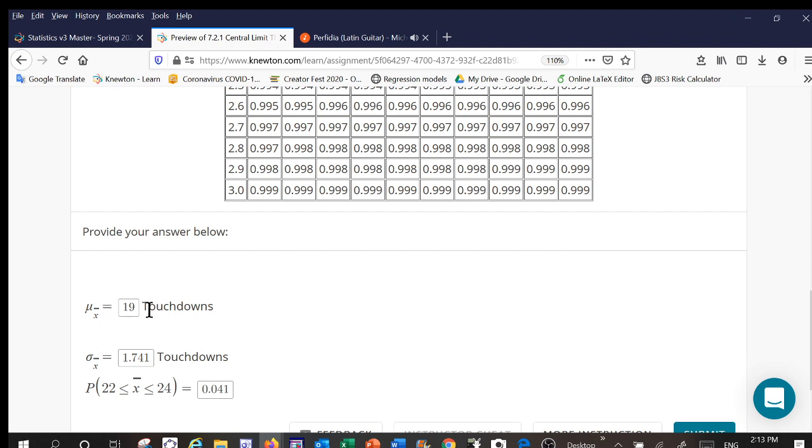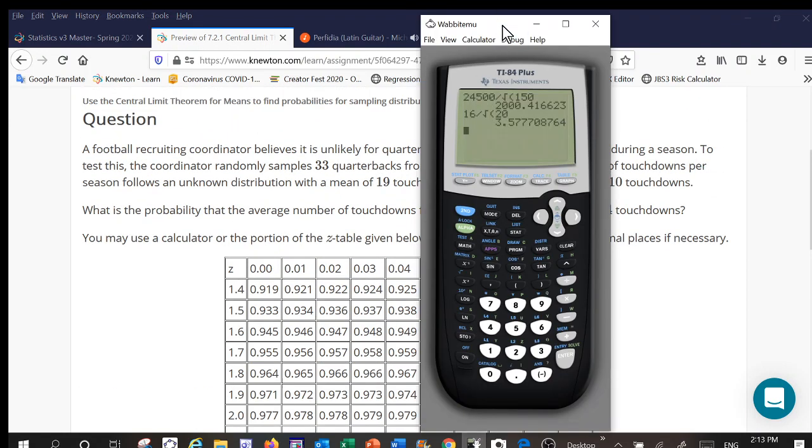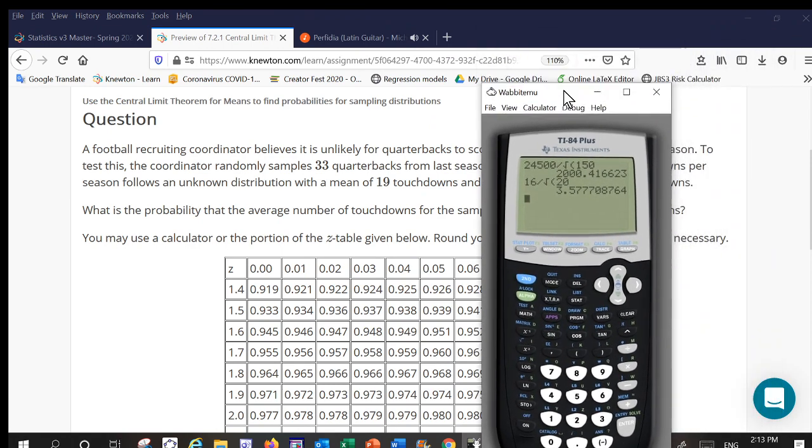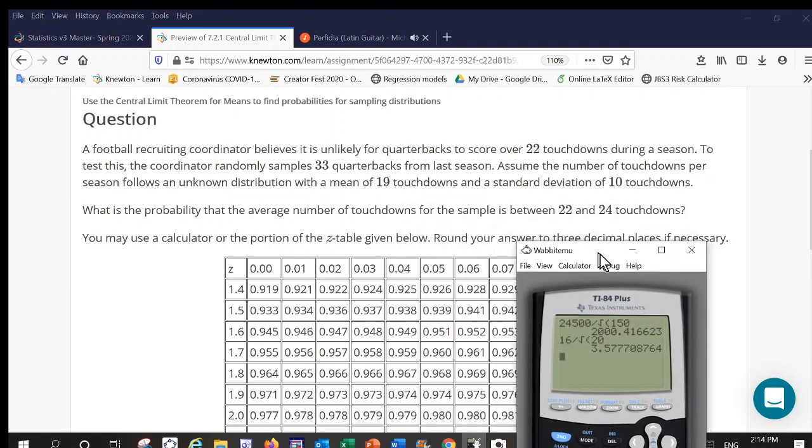Now, the mean of the distribution is 19 and the standard deviation is 1.41. Why is that? Well, it says here, unknown distribution with a mean of 19 and a standard deviation of 10. Assume the number of touchdowns per season follows this. So this information is about the population we are sampling from. Now, the coordinator randomly samples 33 quarterbacks. So the sample size is 33, right?